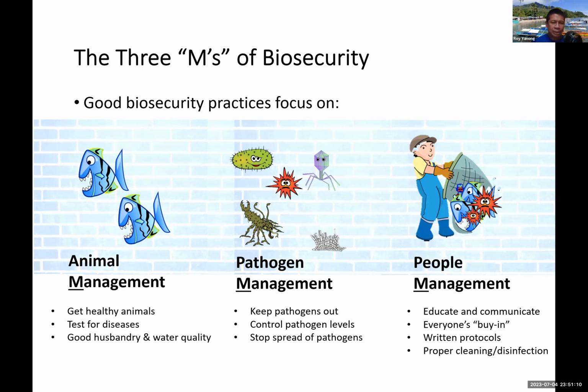And then, of course, people management. This is one I think that is probably the least considered in biosecurity. You want to make sure everybody is educated, and anyone that's going to be working with the fish or the systems, and everyone is communicating. If someone sees problems, or if there's anything that someone doesn't understand, they need to understand it. There have to be good written protocols for how things are managed. Everyone needs to buy in, especially when we talk about biosecurity. Again, you have to have good cleaning and disinfection protocols for different systems, tanks, etc. Make sure you're doing things properly. So three important things: animal management, pathogen management, and people management.